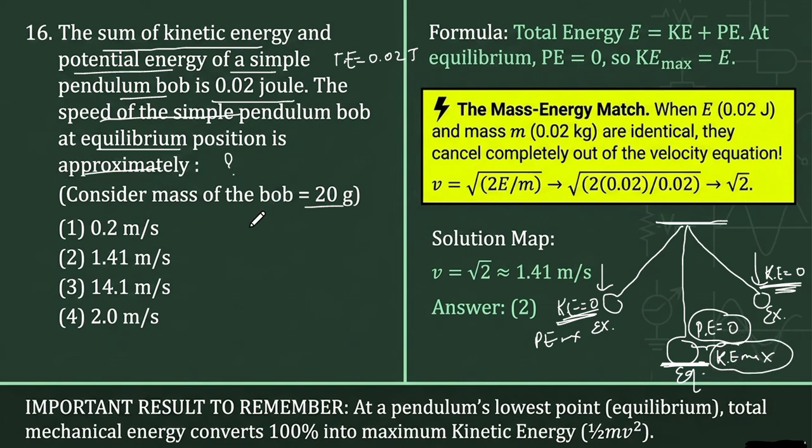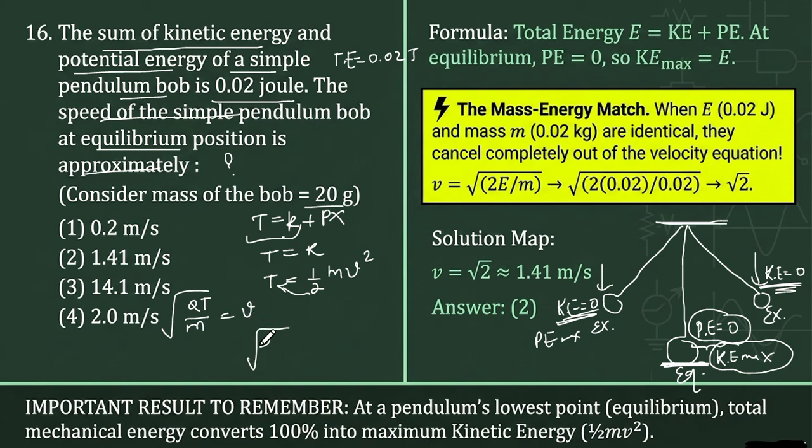So if we write down the formula, total energy means kinetic plus potential. But at equilibrium position, potential energy is zero, so only kinetic energy will remain. So total energy is same as kinetic energy. So if we apply the formula of kinetic energy, which is nothing but half mv square is equal to total energy, we have to find out this v. So if we do the cross multiplication, 2 times total energy upon mass is equal to v square. So if we take the square root on the other side, we have to find out v.